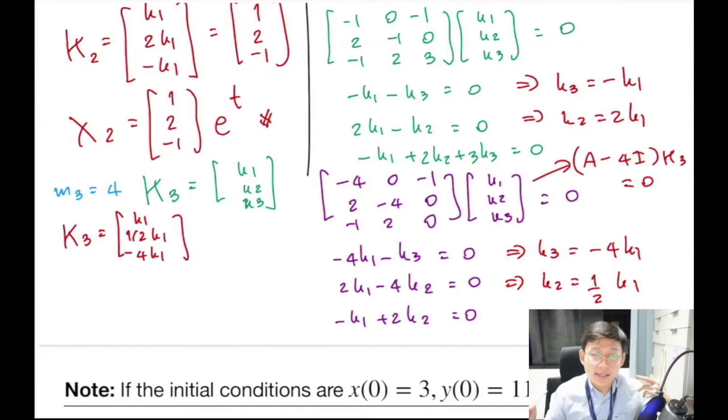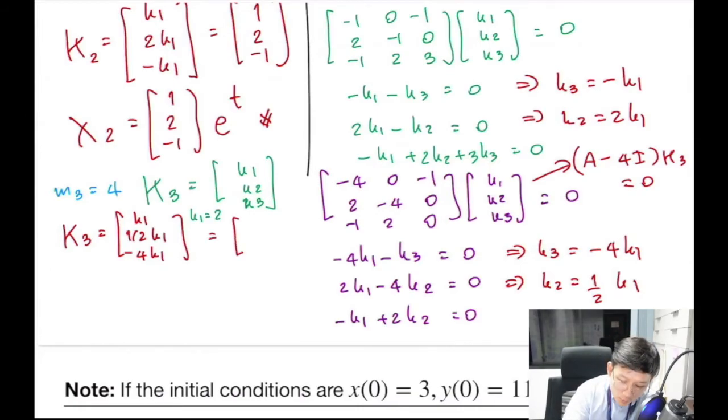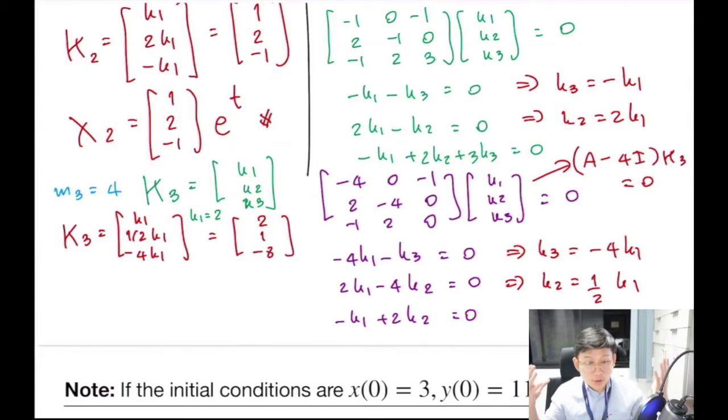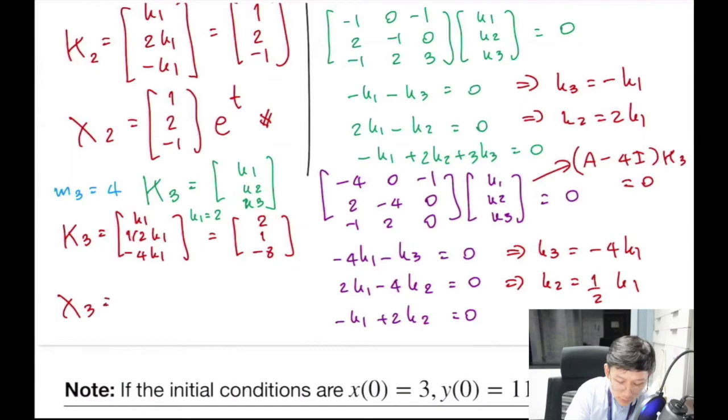So I will let K1 be 2. I'll substitute K1 with 2. So in that case, this would become 2, 1, and minus 8. And that looks much better, right? So the third solution would be 2, 1, minus 8 e to the 4t.